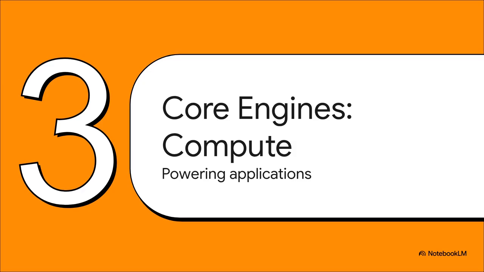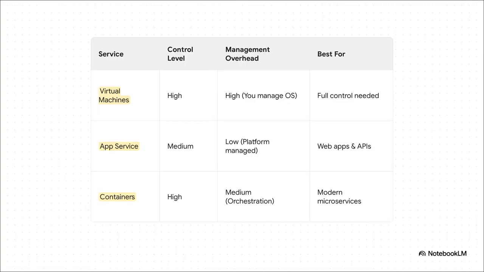So let's get to the most active part of our city, the compute services. These are the power plants, the factories, the engines that actually do the work. They run the code for everything from a tiny little website to a massive global application. This is where your ideas really come to life. You've got a few main options for compute, and here's a great way to think about them. A virtual machine, or VM, gives you total control. It's like building your own house from scratch, but you're also the one who has to fix the plumbing and patch the roof.